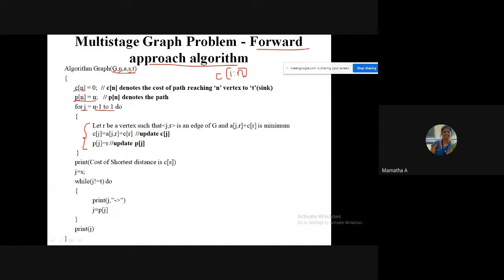What is that? Find a vertex R. There is a vertex R such that there is an edge between j to R. For every j, I have to do this. Find out a vertex R such that there is an edge between j to R. And I'll have to find out the minimum value of A j r plus C of R.